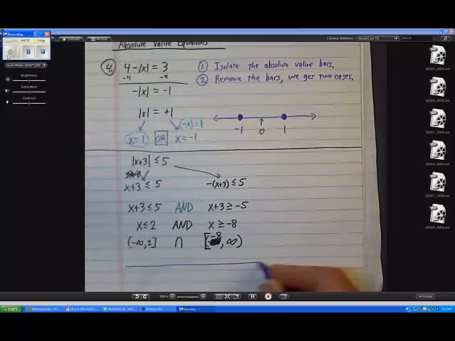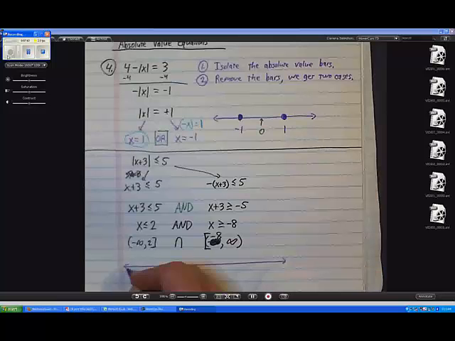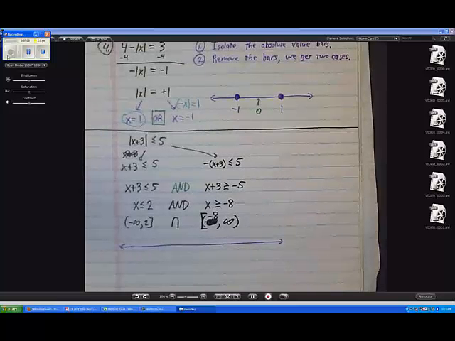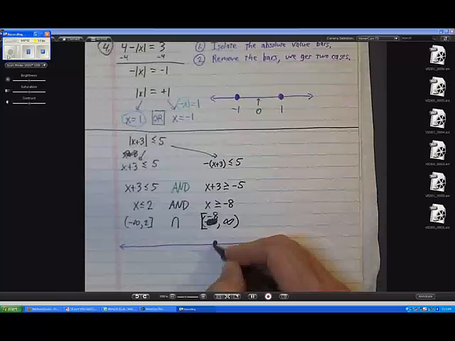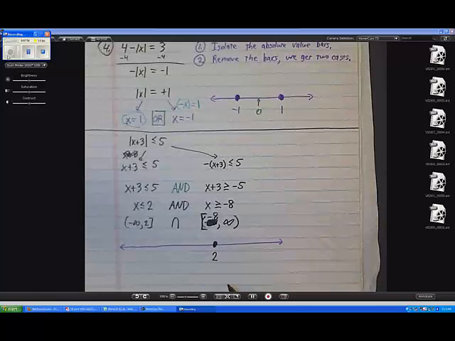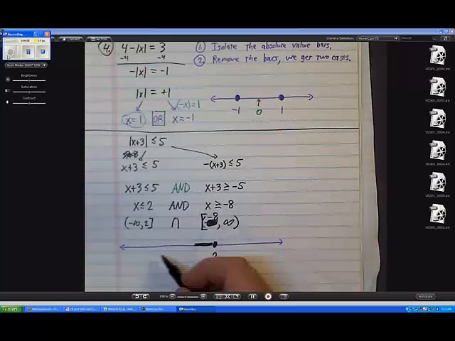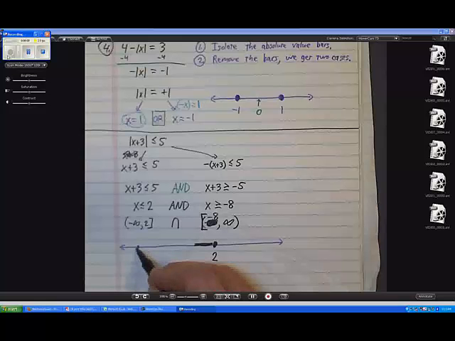So what points do I want to graph? Well, we better graph 2. And we're moving which direction from 2? Which way do I want to go? This way, right? To the left, towards negative infinity. I also want to be greater than or equal to negative 8. Okay?